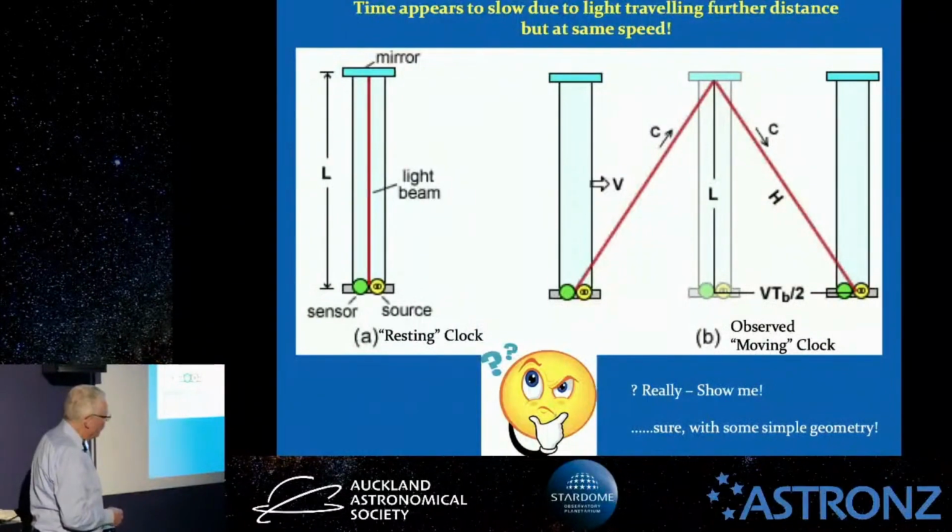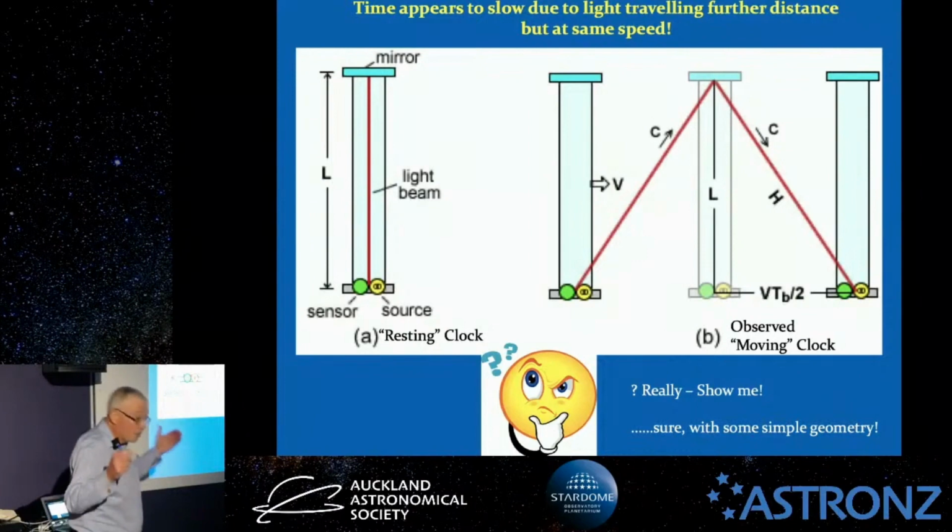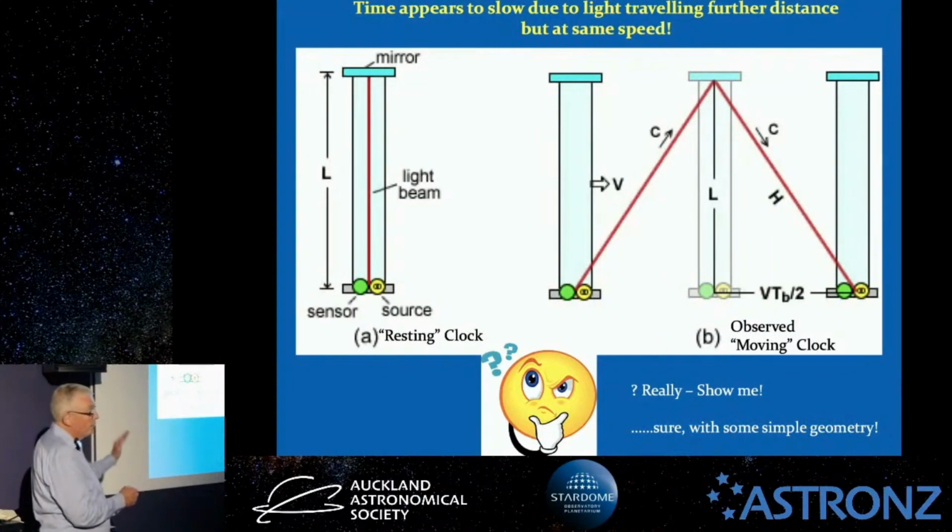So you might think, whoa, there are some big formulas coming up, and how does all this work? It really is simpler than you think. So here it is. Time appears to go slow due to light travelling a further distance but at the same speed. Because what have we just been told? The speed of light is the same to all observers. So let's have a look at situation A. You've got this sort of clock, if you will, a light clock. And it's at rest, whereby a source of light sends a beam of light up this distance, hits the mirror, comes back and hits the sensor.